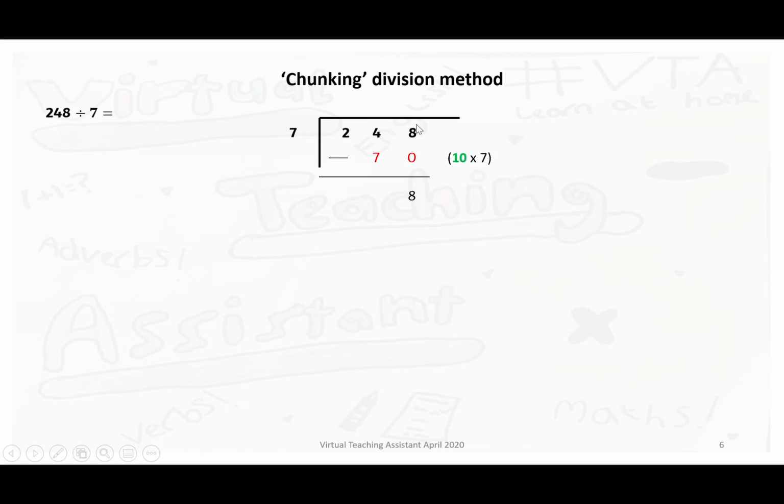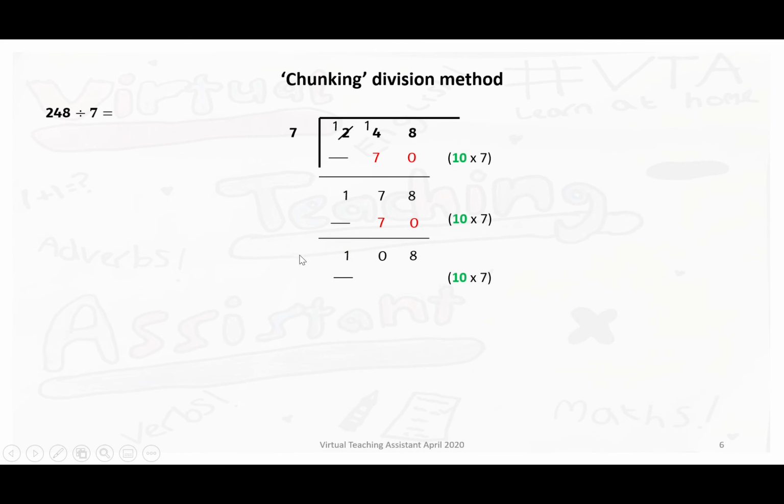That leaves me with, so 8 take nothing is still 8. I'm doing column subtraction here, because I can't take 7 from 4, so I've had to borrow 1 from there. So 14 take 7 is 7, and then 1 take nothing is 1. I'm going to do that again. I'm going to take another chunk away, so I'm going to take another 70. So 178 take away 70: 8 take away nothing is still 8. 7 take away 7 is 0. 1 take away nothing is still 1.